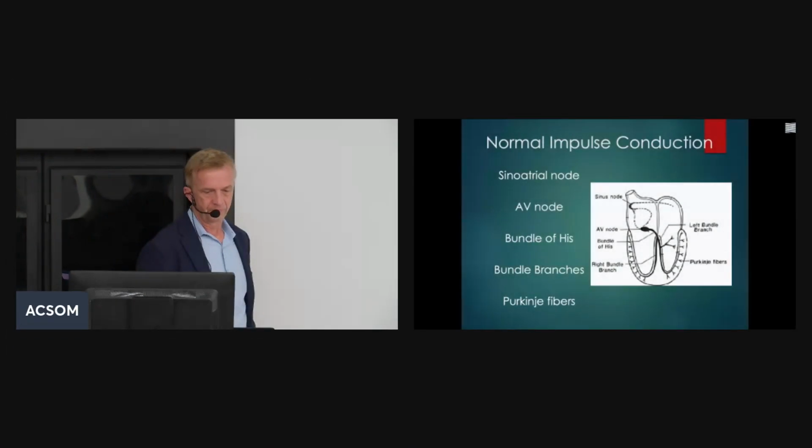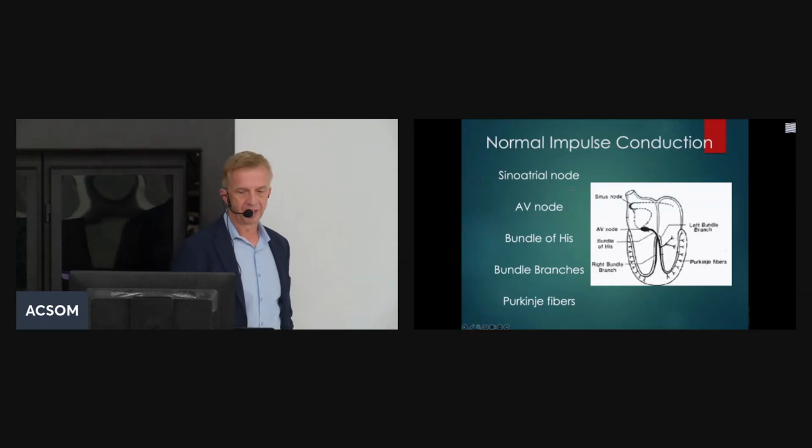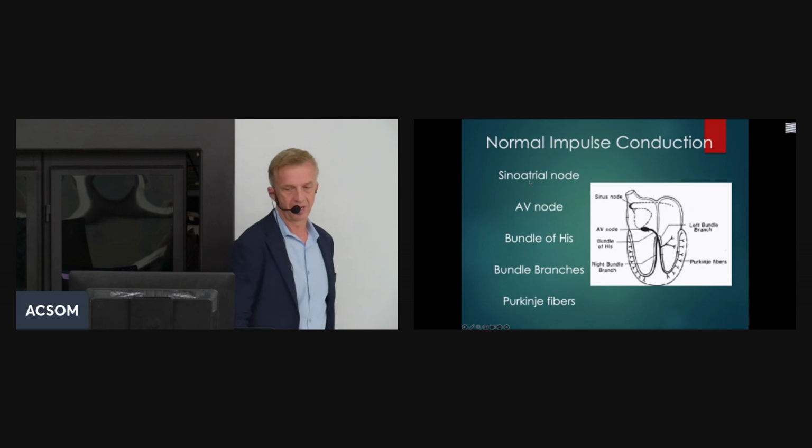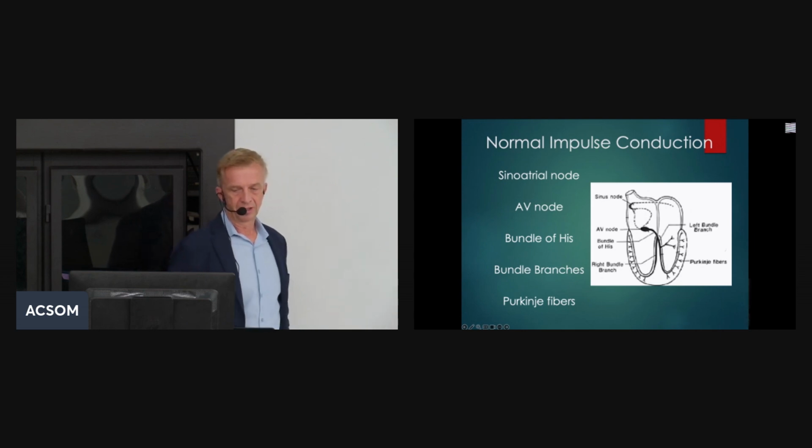So the electrical conduction system of the heart consists of the sinoatrial node or sinus node. That's where the normal physiological electrical impulse starts. Sinus node is located where?